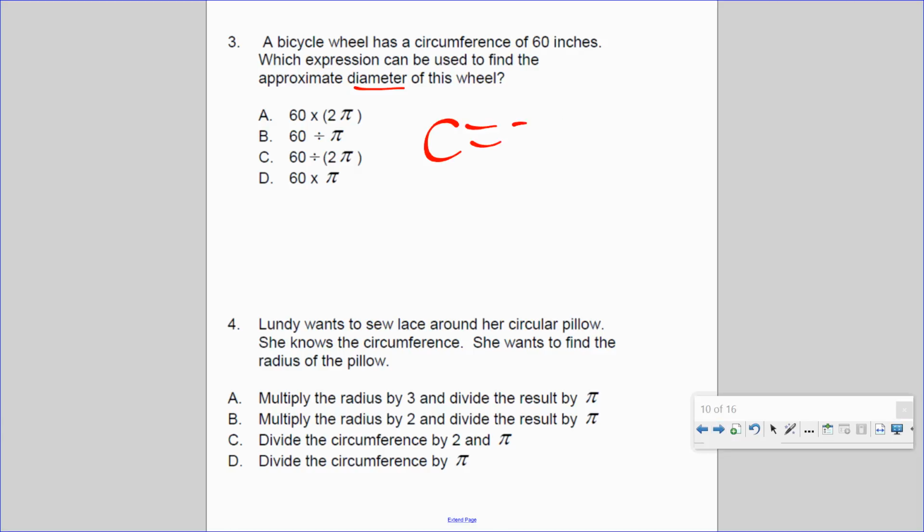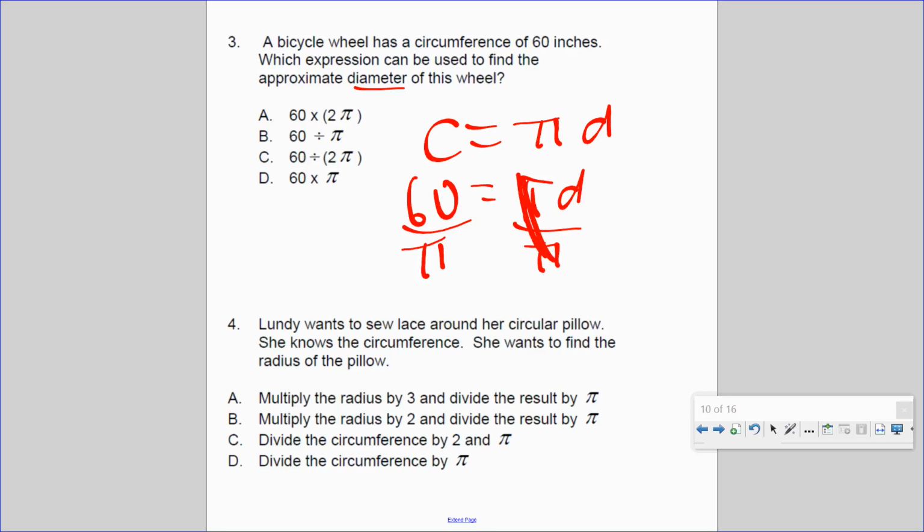This one is about diameter, so we're using this formula. A bicycle wheel has a circumference of 60 inches. Which expression can we use to find a diameter? So I need to find d. I need to isolate d. So I divide by pi, this cancels. 60 divided by pi.